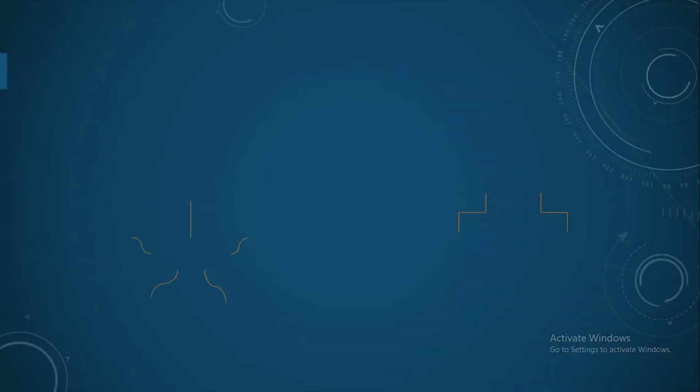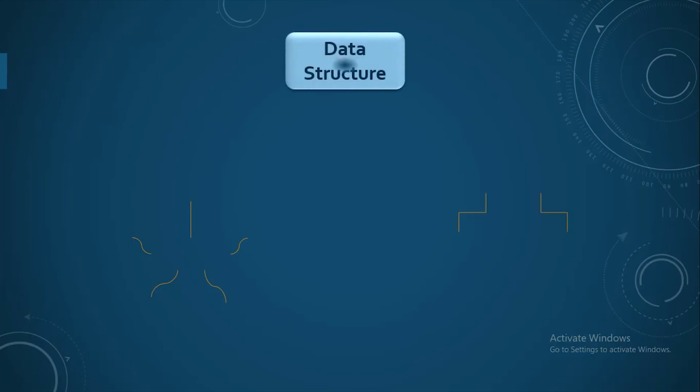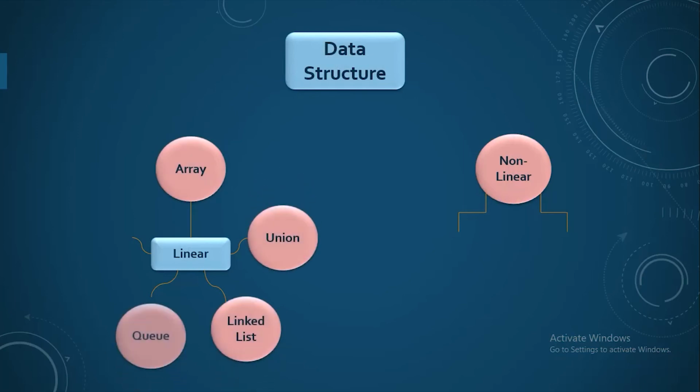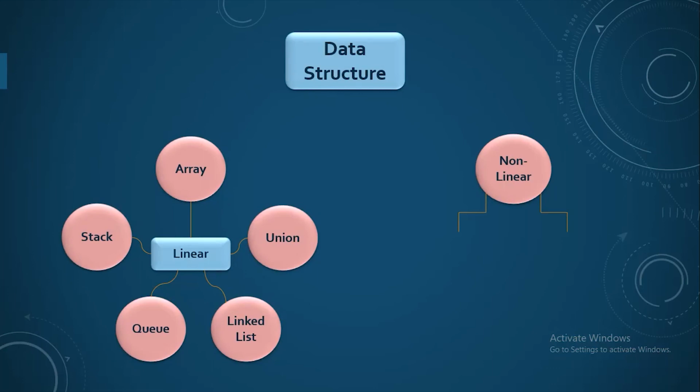So guys, when we talk about the data structure types or the classification, data structure is divided into two groups. The first one is linear and the other one is non-linear. When we talk about linear, we have array, union, linked list, queues and stack. And when we talk about non-linear, we have trees and graphs. We'll try to cover all these and some other topics of data structure in our upcoming videos.